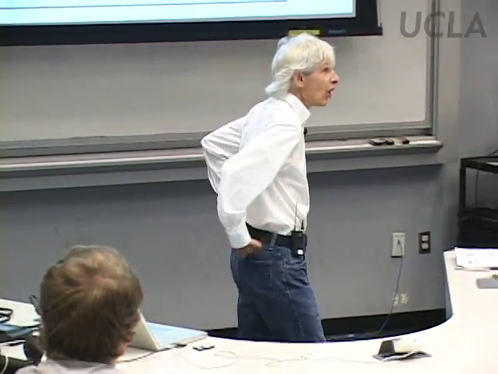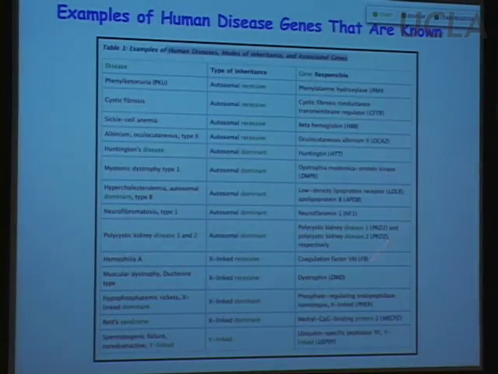And here are the ones that we know, and you've heard of many of them. Here's what we've talked about. Hemophilia, we've talked about sickle cell anemia, we talked about cystic fibrosis, and all the others. And when I say here are the ones we know, what the disease is.